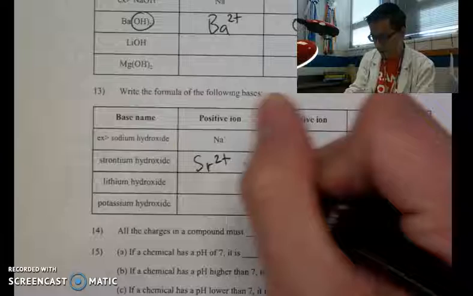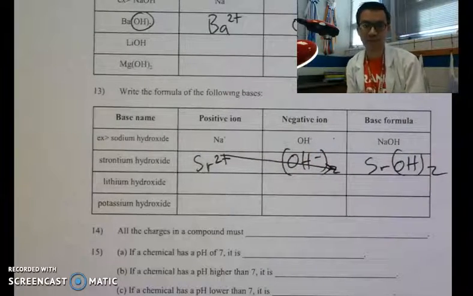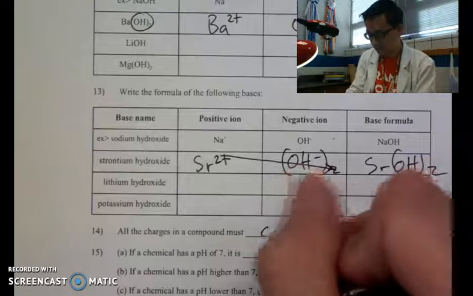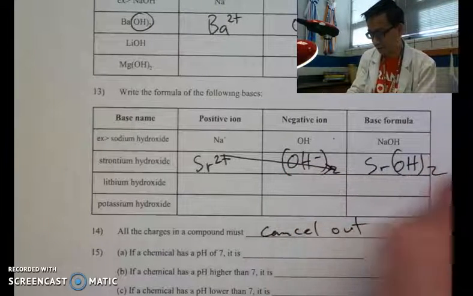Sr(OH)2, because we crossed that 2 over. When you do that, put parentheses. All the charges in the compound must cancel out to 0.